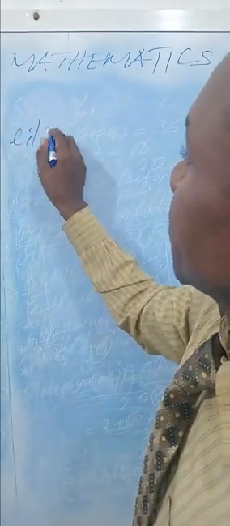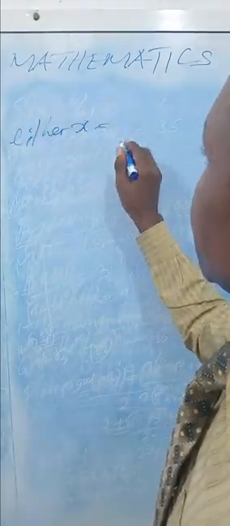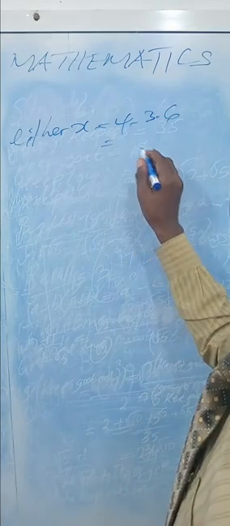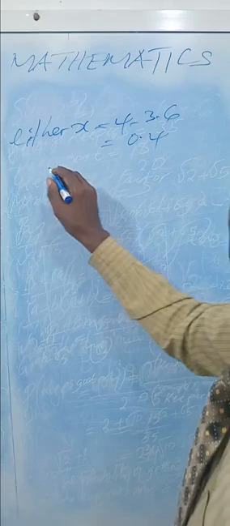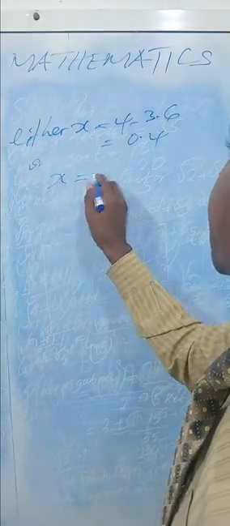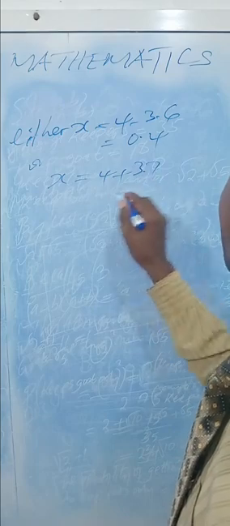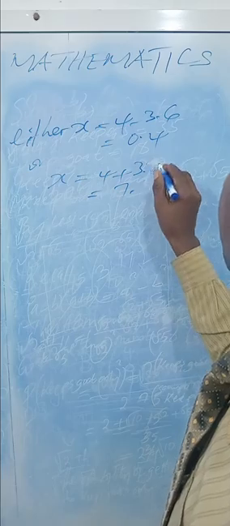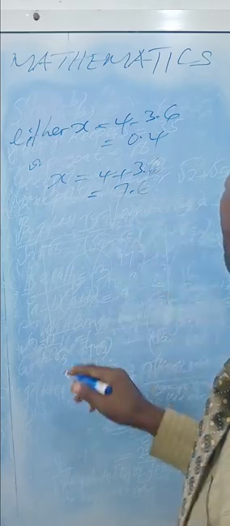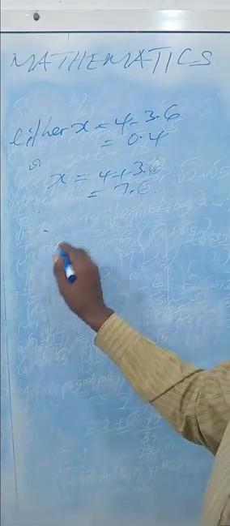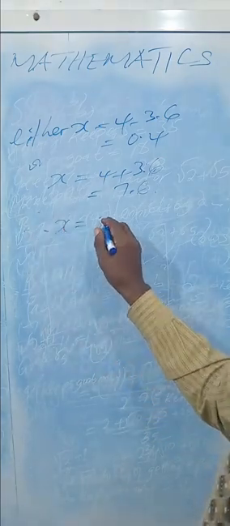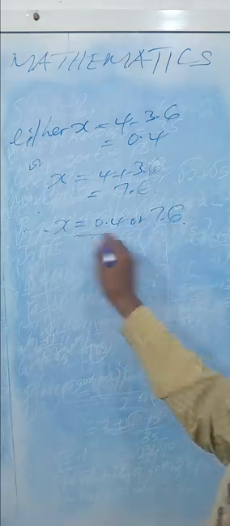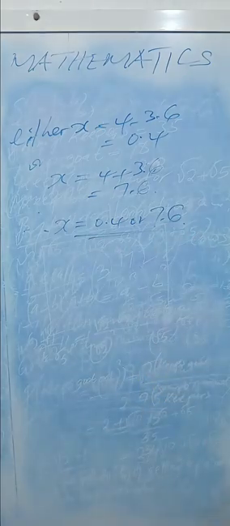The first x, either x equals 4 minus 3.6, which gives us 0.4, or the second x is 4 plus 3.6, which gives us 7.6. So the conclusion, x equals 0.4 or 7.6. These are the two values, and thank you for watching.